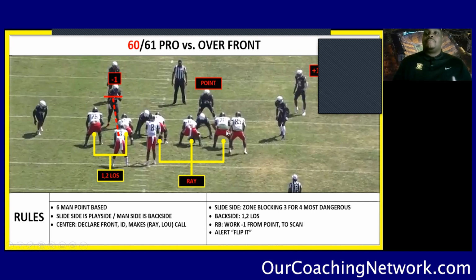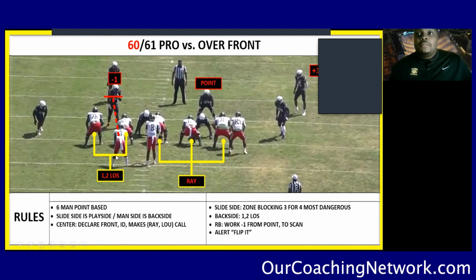That's important. All right. Another caveat to this protection, because some people ask, well, what if they overload it to that man side? We can flip the protection. So if there is no point man in the box on the slide side of this protection, we can actually flip the protection up front, or the quarterback can flip the protection. So let's say that this Mike backer was over here on this side of the center. We can flip the protection, all right, and then we can go ahead and just make it 61.